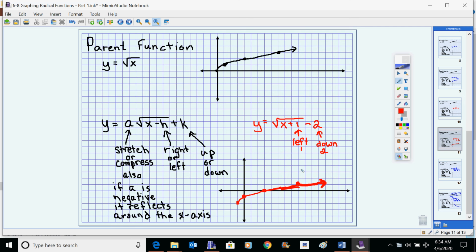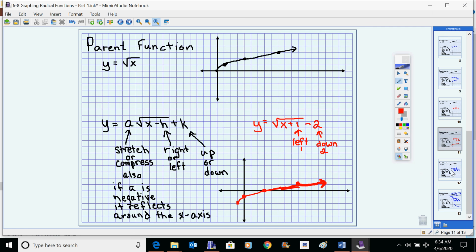So we've got this straightened out a little bit, even if it's not the most beautiful thing in the world. But we've got our key points in the right places, so that's important for you to be able to do. Knowing the pattern, knowing that everything is left 1 down 2. So we've got a chance to see that.